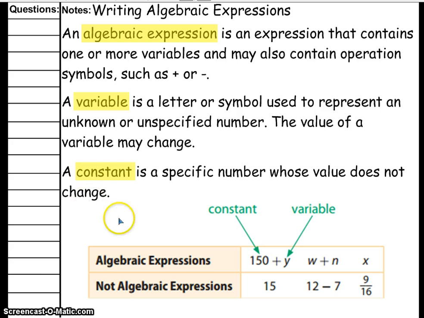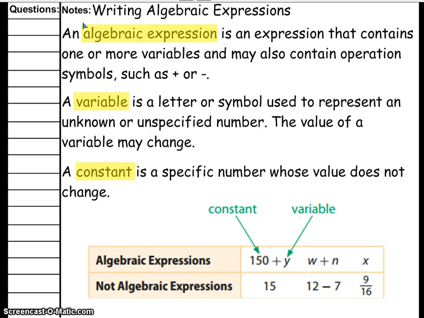So if we look in our example or our table here, it says algebraic expression. We have a constant, 150. That number is not going to change. It's always going to be 150. Here's our operation, plus, and here's our variable y.